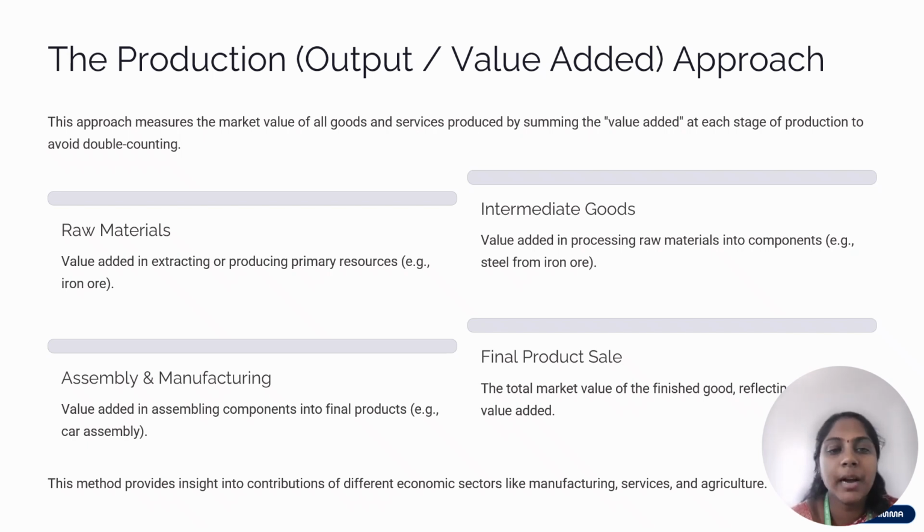And the production approach, that is the value added or output approach. This approach measures the market value of goods and services produced by summing up the value added at each stage of production to avoid the double counting, like raw materials, assembly and manufacturing, intermediate goods, final product sale, everything will be calculated separately. This method provides an insight into the contribution of different economic sectors like manufacturing, services, and agriculture. The three methods of calculating national income are the expenditure method, income method, and production approach.